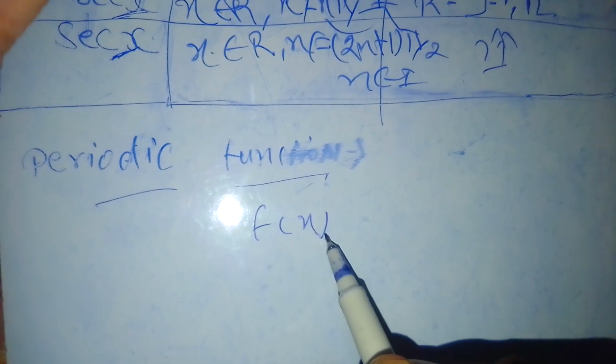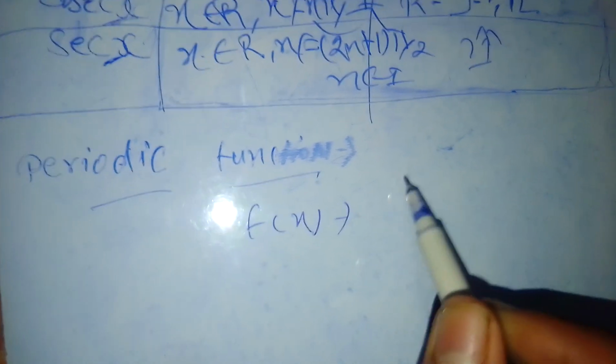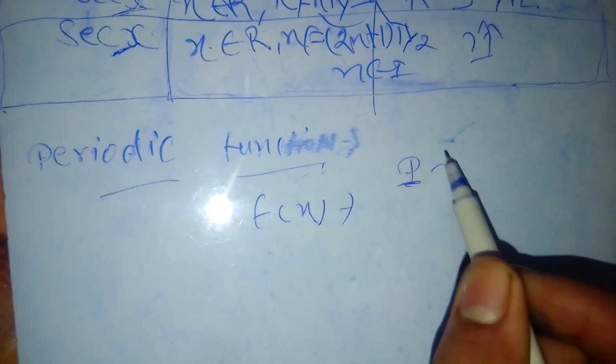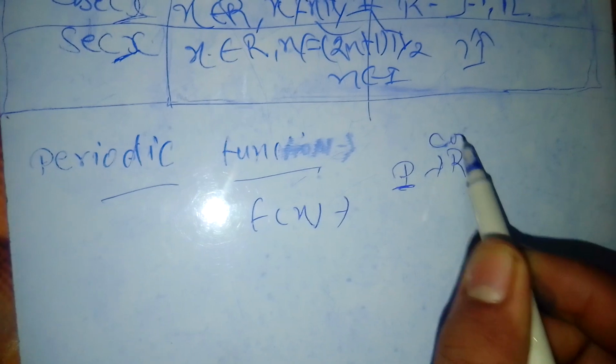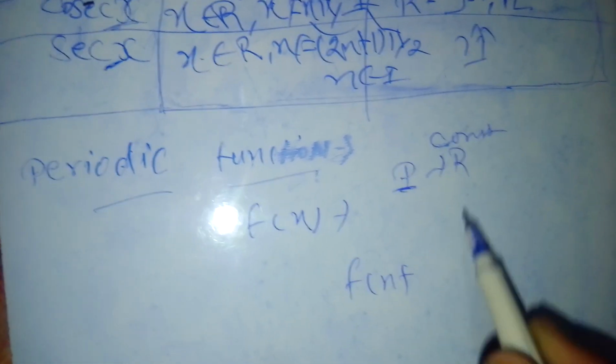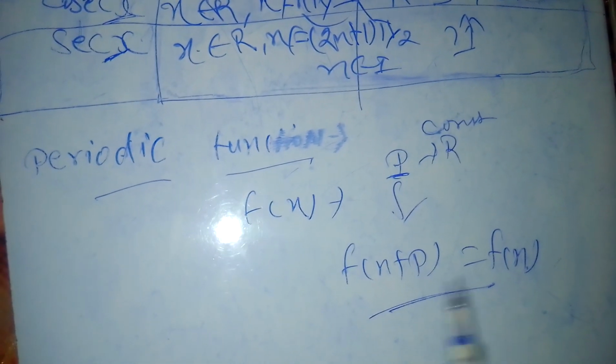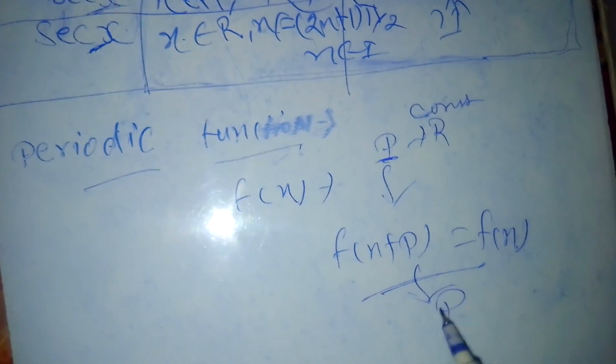Is it clear? Now we have one more concept, which is the periodic function. If a function is f of x, it will be a periodic function if and only if there exists a p, which is a constant real number, such that if you add this p to x and you get f of x again, then it is a periodic function in which p is your period.